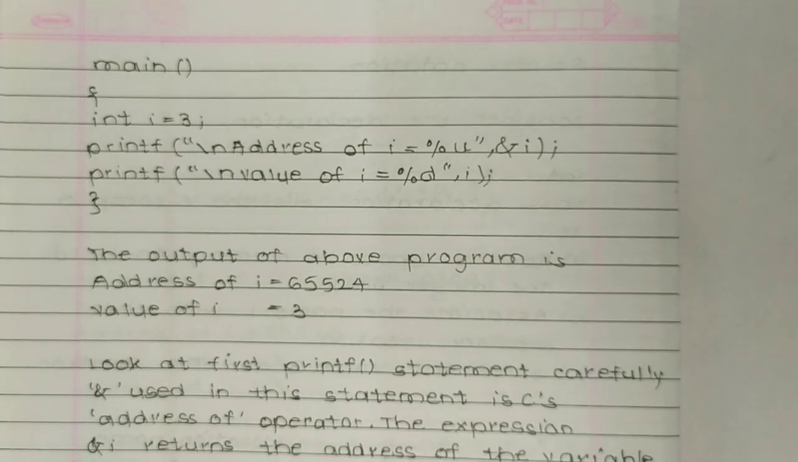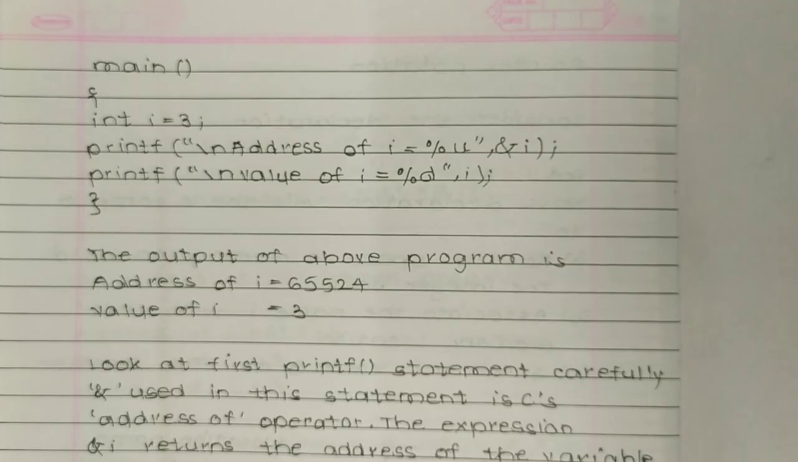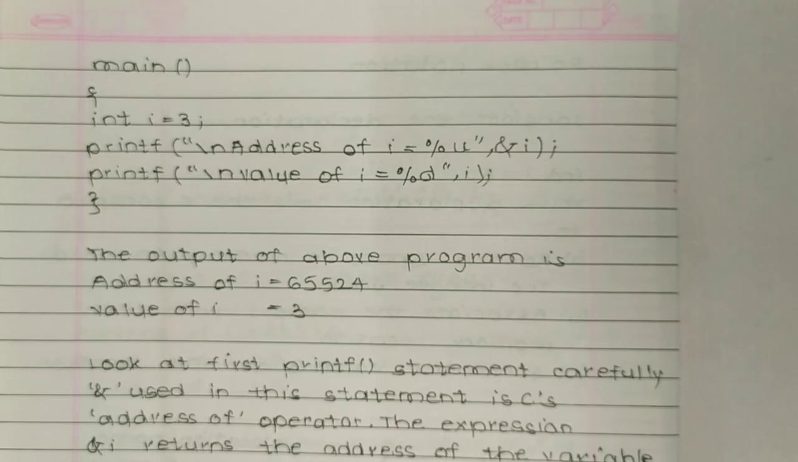This is a program for understanding pointers. main, then int i = 3. So i is an integer with the value 3. Now printf("\nAddress of i = %u", &i). We are telling the compiler to print the address of i. Then printf("\nValue of i = %d", i).